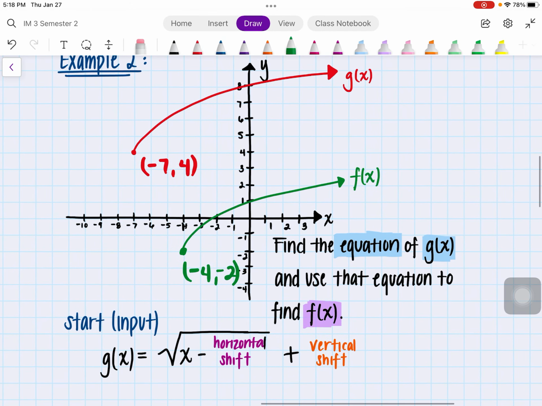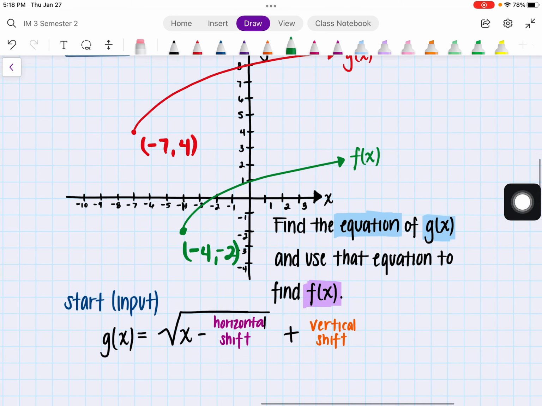Once again, we want to go ahead and do the same thing, but now we're focused on building an equation. Now, it is telling us to find the equation of g of x and use that as an equation to find f of x. And in this case, guys, we're actually just going to be finding the equations for both of these. And all you need for these equations, guys, is your starting point. On the other ones, we do have a vertex.